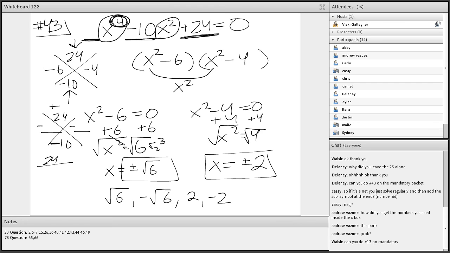So the numbers that multiply to 24, we can start with 1 and 24. But that doesn't work because that adds to 25. Then you can try 2 and 12. That also doesn't work because that adds to 14. Then we can try 3 and 8, but that adds to 11. And then we try 4 and 6, and we say, okay, I got it. 4 plus 6 is 10. So then I put the 4 and the 6 here.